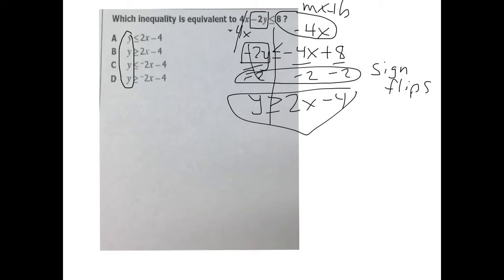So we know that it's greater than or equal to, so we can get rid of a and c. We know that it is a positive 2x, so we can get rid of that one. So b is the right answer.